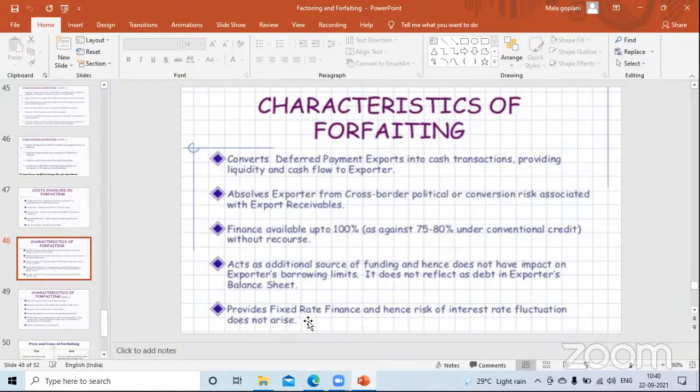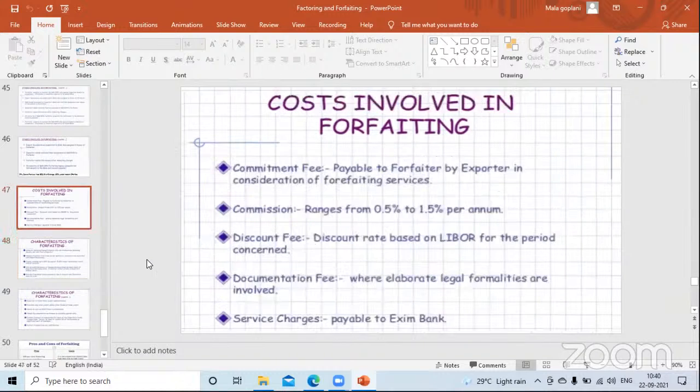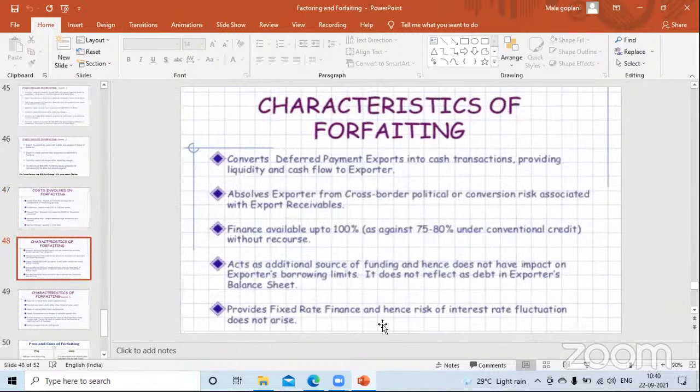Okay. It provides a fixed rate of finance. That means the discount is a fixed rate. It is decided by LIBOR, as I told you. And since the rate of finance is fixed, the risk of interest rate fluctuation does not arise. So if market risk is increasing, it will not affect me. Why? Because the discount rate that I am going to pay will be at the fixed rate. Therefore, if there are fluctuations in the market, it will not affect my charges rate.